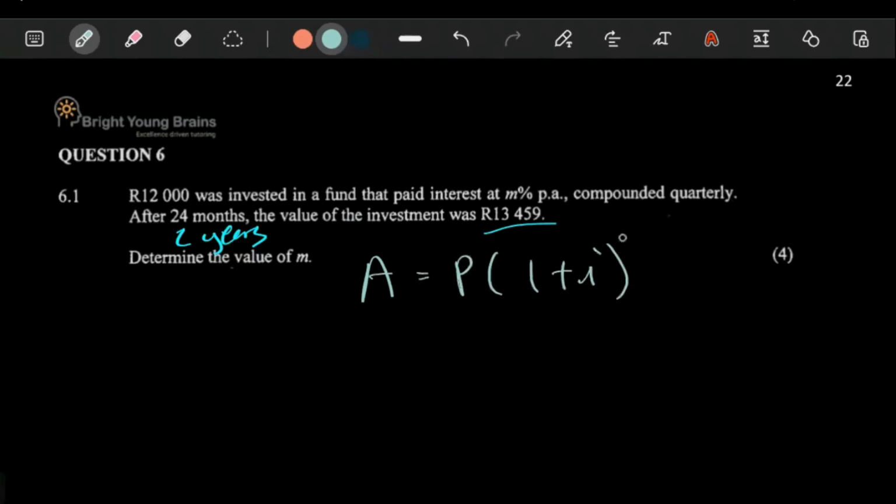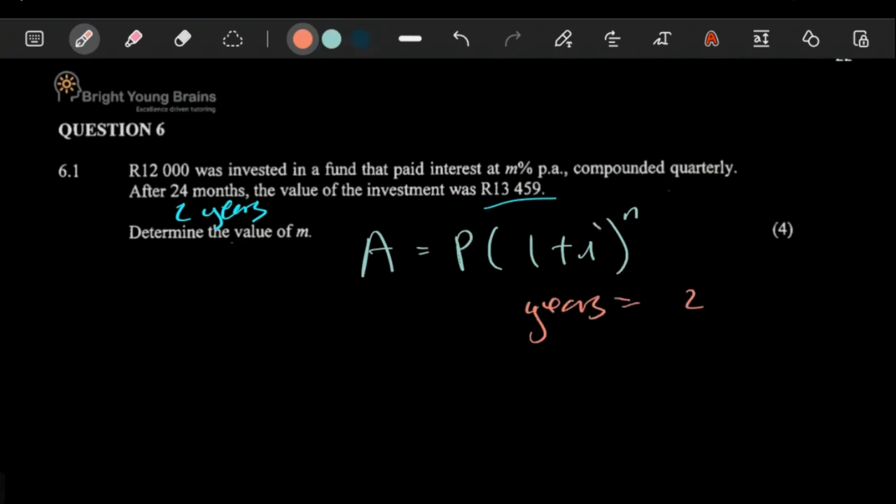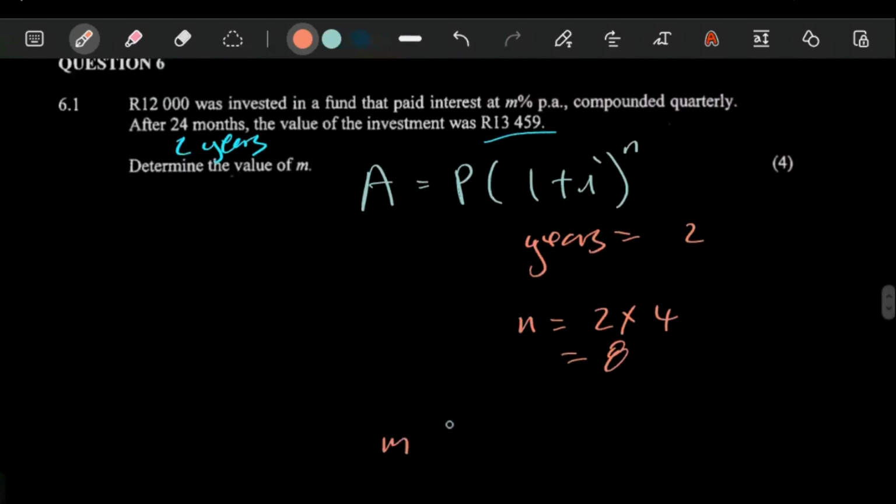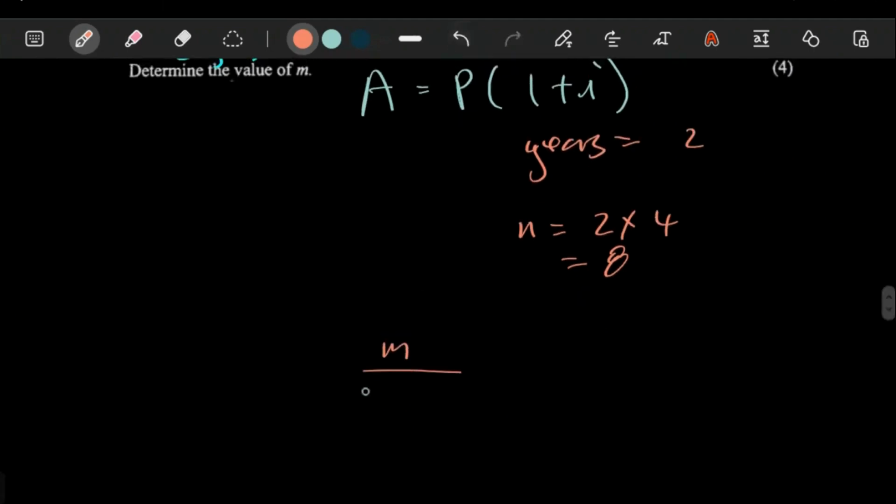1 plus i to the power of n, right? The thing is, if it says compounded quarterly, then it says after 24 months, the value of this investment is this much. So automatically, if it's quarterly, well, firstly, years is equal to 2. So our value of n has to be 2 times 4, which is 8, since it's compounded quarterly. And then our interest, which is m, right? The m% means m over 100.